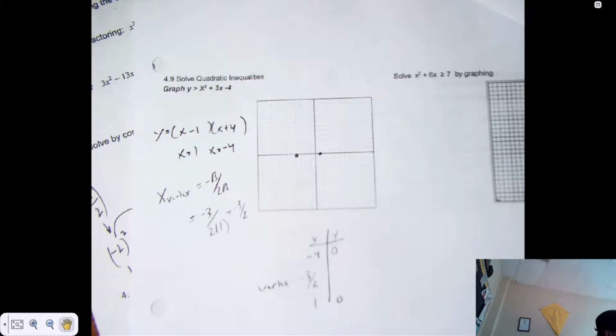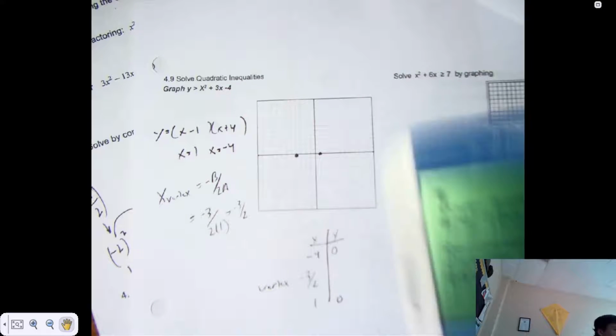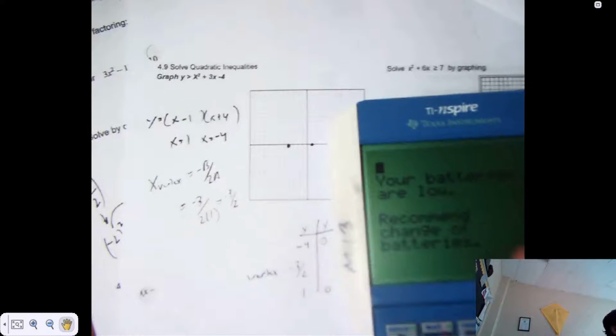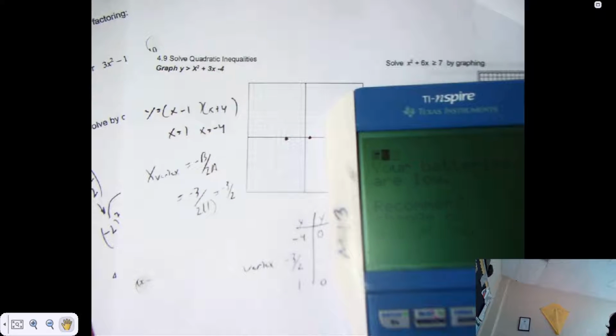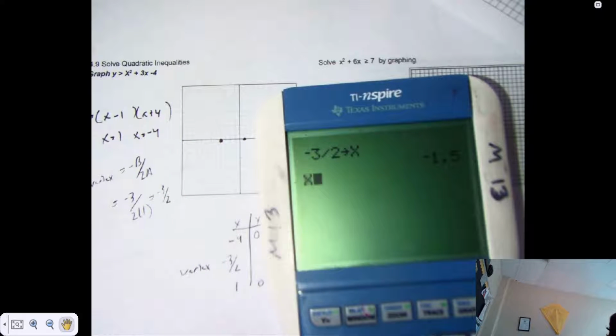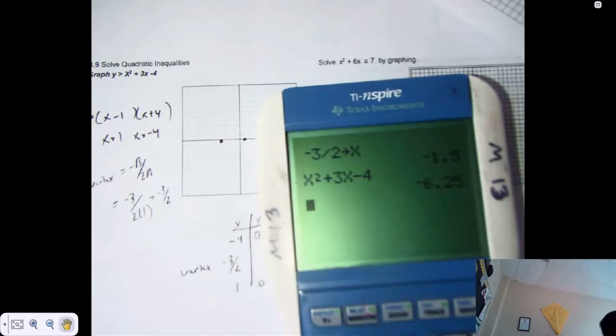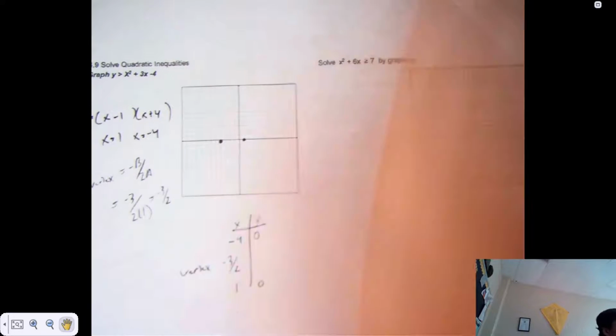I'm not asking you guys to plug fractions in. 4 years ago I would have. This year, no. Take the negative 3/2, store it where? Store it to x. Type the original equation in. And you get negative 6 1/4. I didn't do anything special there, kids. I didn't square any numbers in my head. Just typed it in.